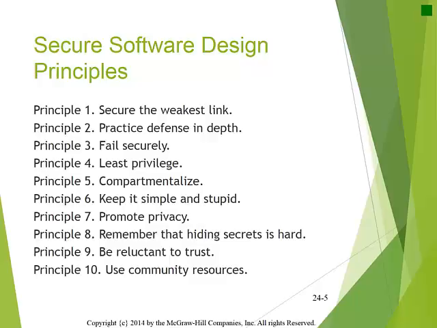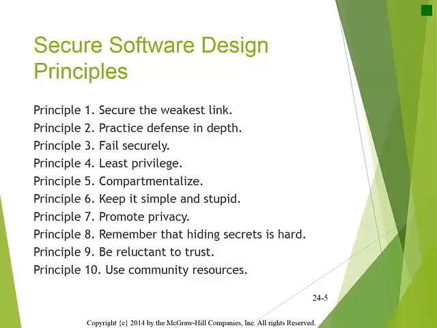Principle 3, fail securely. Make sure that the system is in a secure state when it fails. Principle 4, least privilege. Always limit access to systems and data at an absolute minimum. Principle 5, compartmentalize. Design the system to consist of independent, distrustful components so that if some components fail, the system will continue to operate at a reduced capacity.